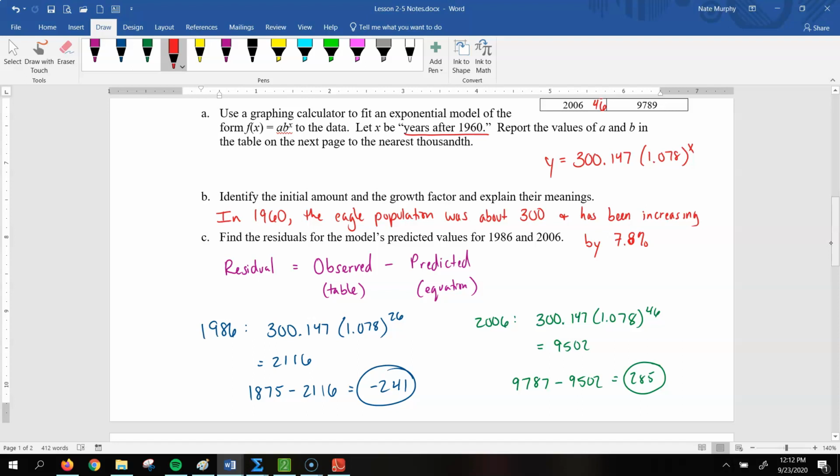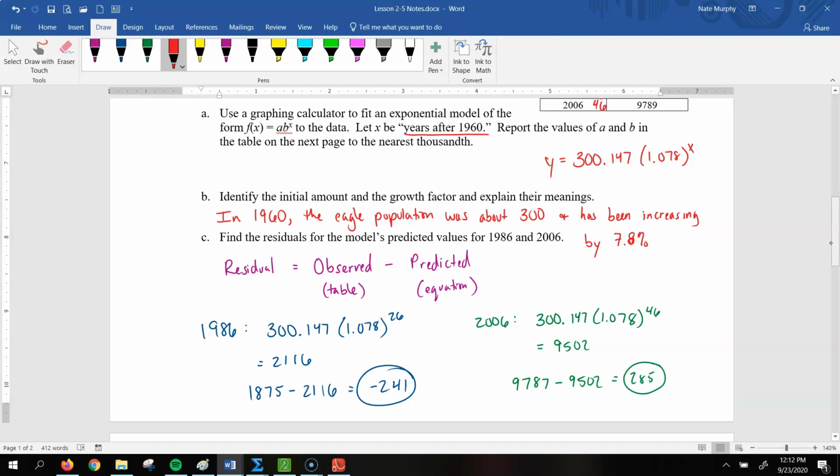So if we want to find the residuals for the years 1986 and 2006, let's start with 1986. We know the observed in 1986, if we look at our table, was 1,875 breeding pairs. And we want to figure out what our model would give us for that year. Remember, we would use 26 as our value for x, because 1986 is 26 years after the year 1960. And when you do that, we would predict that we would have 2,116 eagles. That's a little bit more than what actually happened. And so when you take 1875 minus 2116, we get a negative 241.